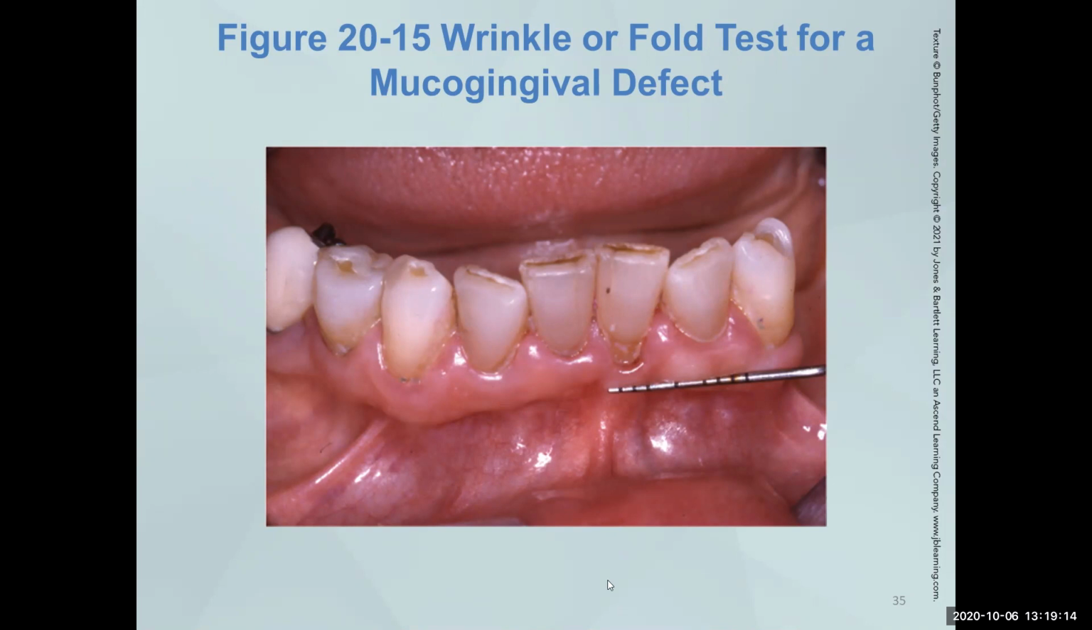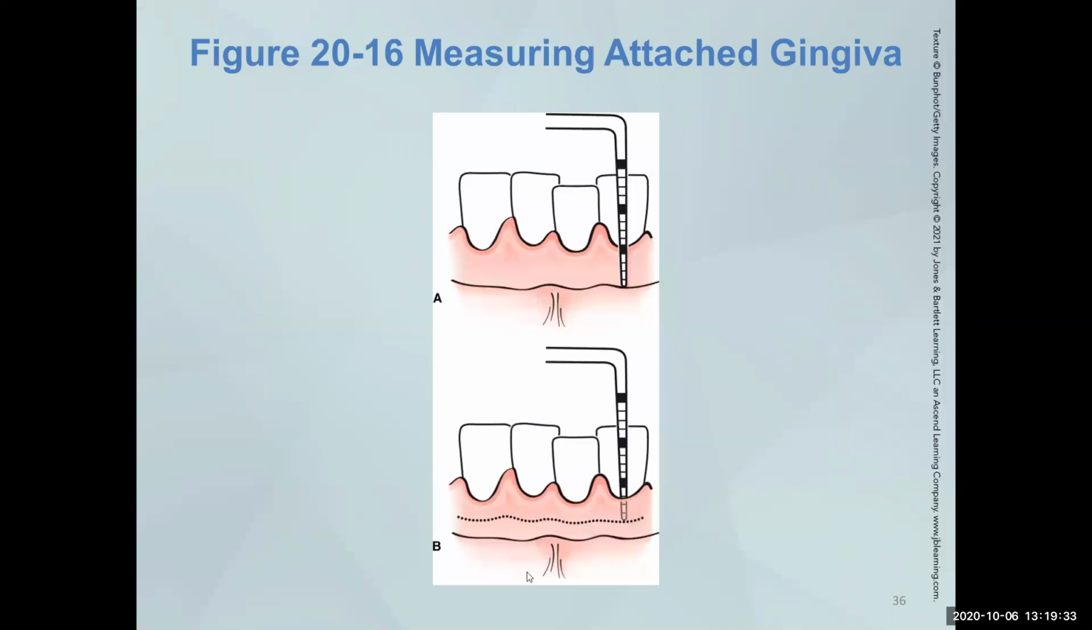So you're looking for mucogingival defects, and the wrinkle or fold test is placing the probe horizontally here, and then you're pushing just a little bit because this mucosa is not attached, and you'll see a little bit of a wrinkle here. Sometimes you can't see a demarcation line. Measuring the attached gingiva: where is the gingival margin to that mucogingival line? And then what is your probing depth?